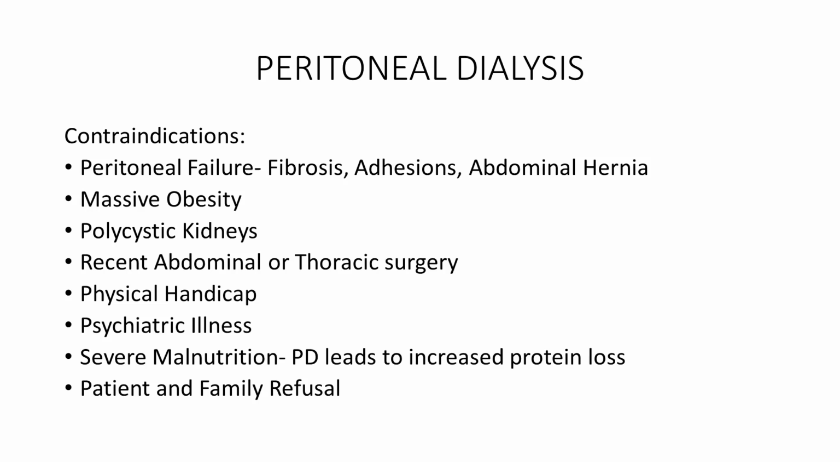If the patient is severely malnourished, it is a relative contraindication because there is a lot of protein loss in peritoneal dialysis. So a malnourished patient should not be having peritoneal dialysis. Lastly, patient and family refusal for peritoneal dialysis. If they opt for hemodialysis, you have to go ahead with the hemodialysis.